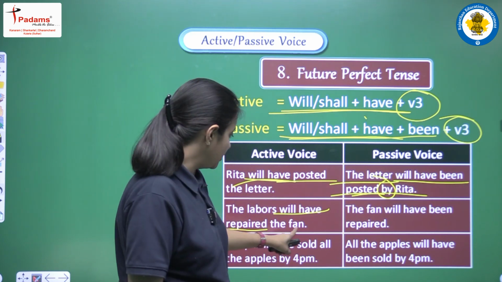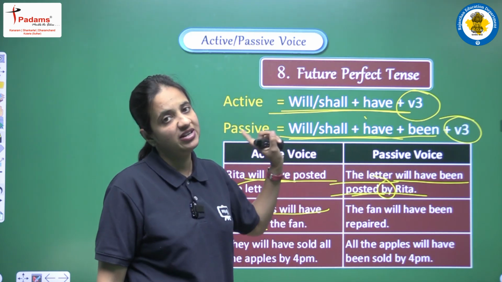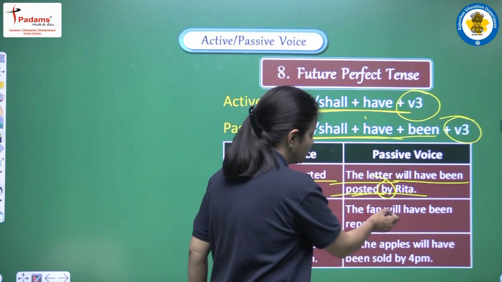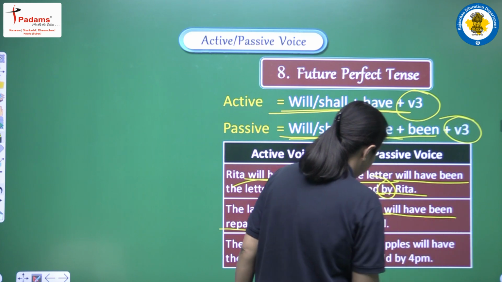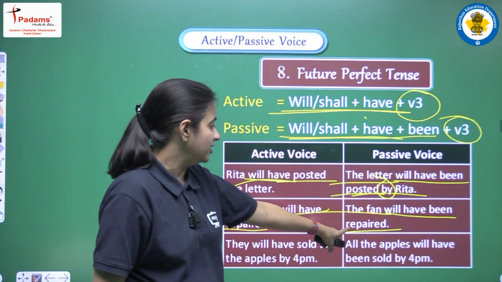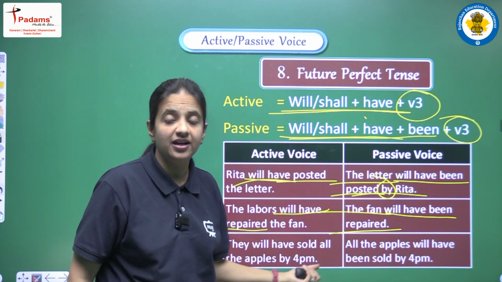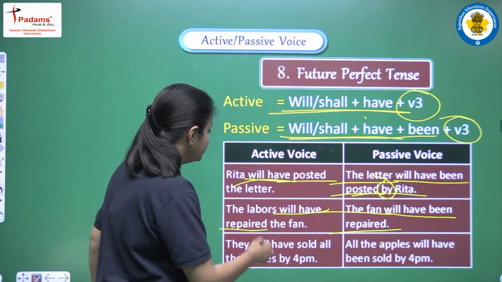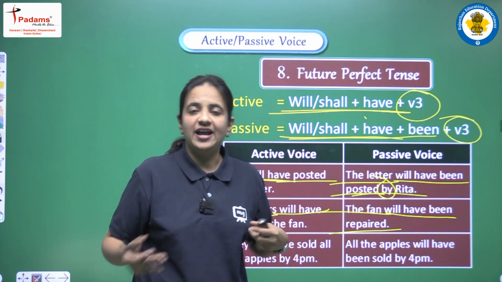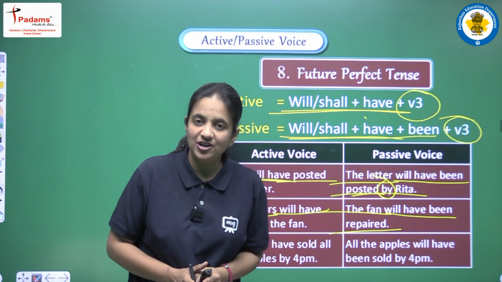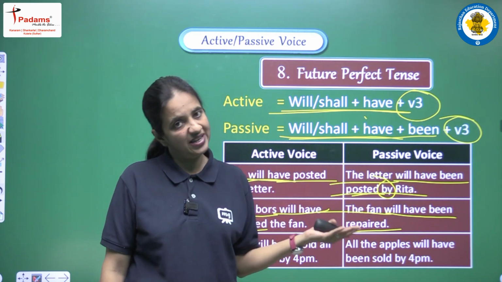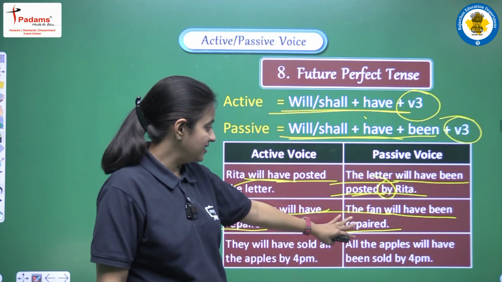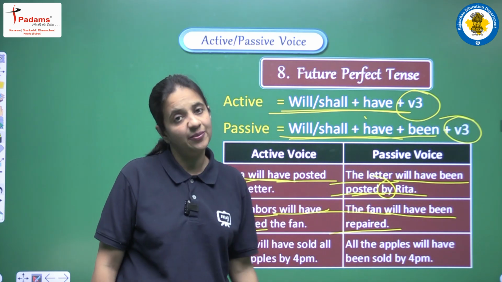So let's see the object. The object is the fan. So we will start our sentence with the fan. Next our helping verb, that is will have been, and next we are writing the third form of the main verb, that is repaired. And now we are not adding the laborers here. Why? Because it is very obvious that the laborers will repair it. So our sentence is, the fan will have been repaired.